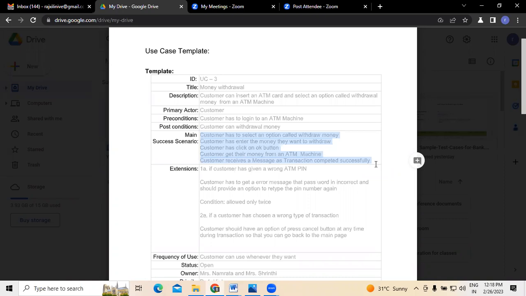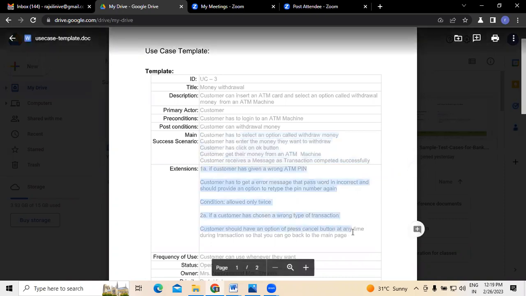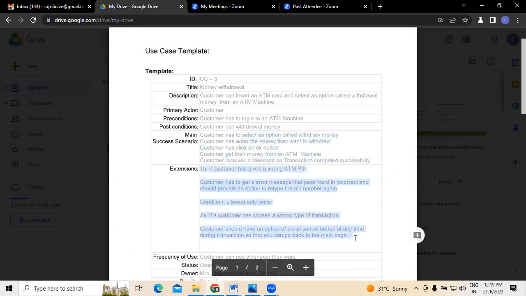Whenever we prepare some flow charts, everything, this we have been doing since ages. So those come under extensions here. What are those extensions? For example, when will this post condition be successful? When the customer has given the right password or right PIN number, then it will be successful.